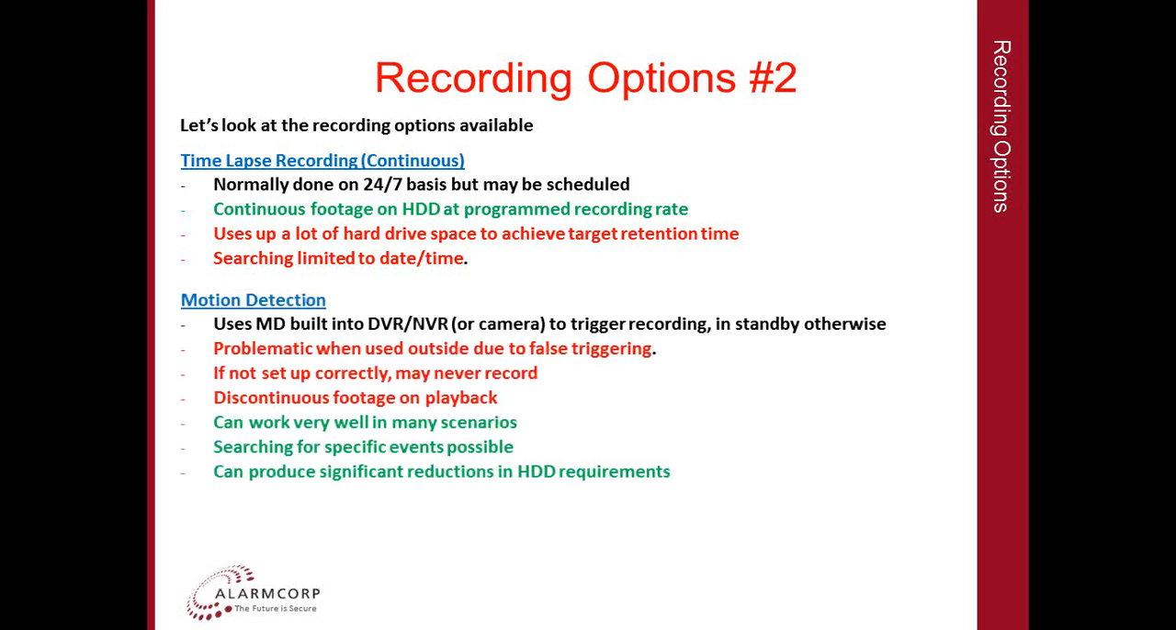Next, there is motion recording. Motion detection uses either the MD that's built into the DVR or NVR, or the camera, as is often the case with IP cameras, to trigger recording. Otherwise, the DVR is in standby. Motion detection can be problematic when used outside due to false triggering, and if it's not set up correctly, you may never record.